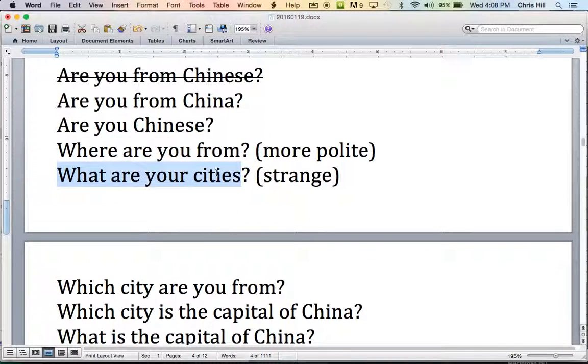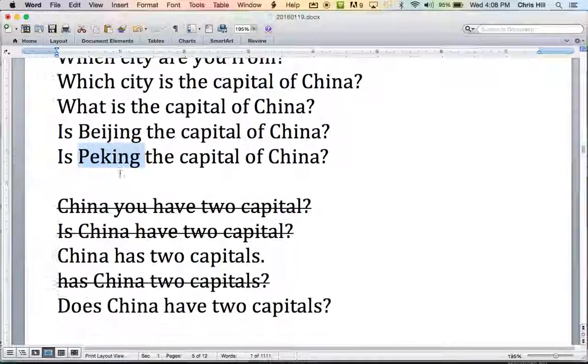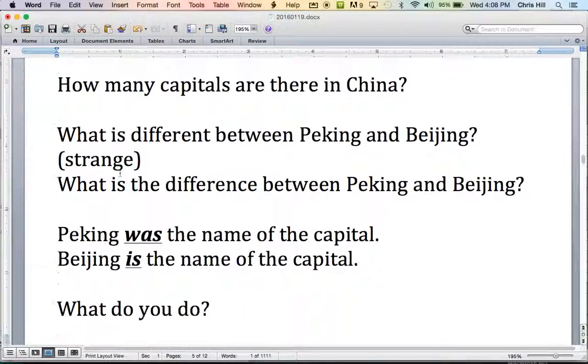We also asked, what are your cities? This is a little strange. A better question is, which city are you from? We also learned the difference between Beijing and Peking. Peking is the old name for the capital. Beijing is the new name of the capital.